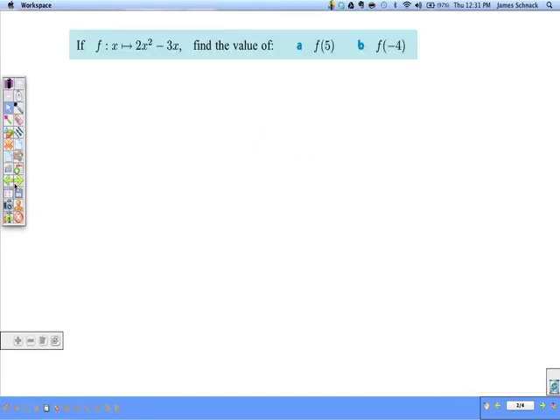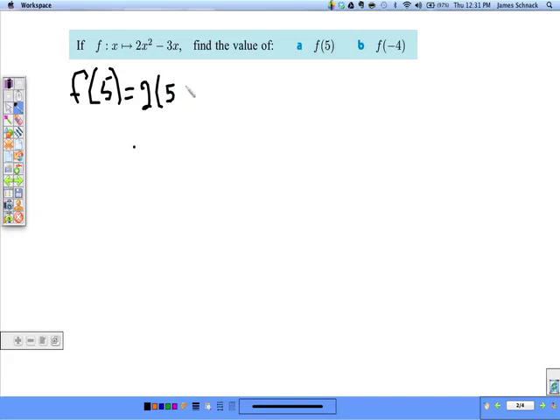So a couple quick examples. We've got this function machine, we're calling it function f, and what it does to each x is it squares x, then multiplies by 2, and then subtracts 3 times the number. So, f parentheses 5, f of 5. That just means use function f and plug in 5.